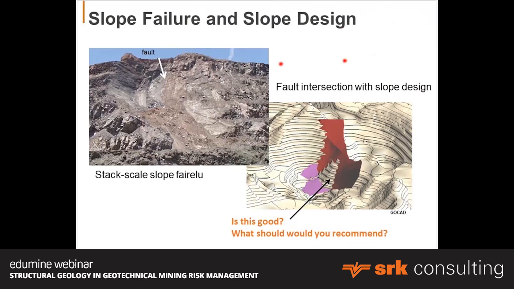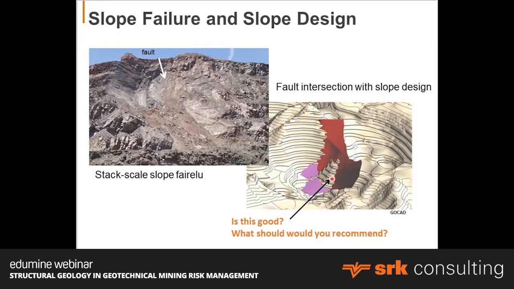This is a common scenario. Here's an example in an open pit where the foliation is actually intersecting a fault plane, and the two form a wedge, and this entire edge of the slope just fell out. So when involved in designing pits, you need to think about these. Where is the position of the fault? What is the geometry of the slope? Clearly, in this case, this would not be good.